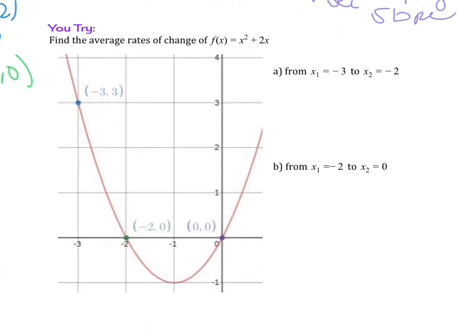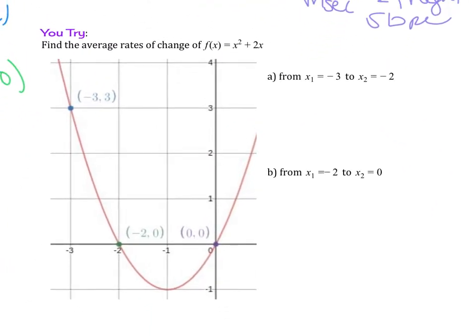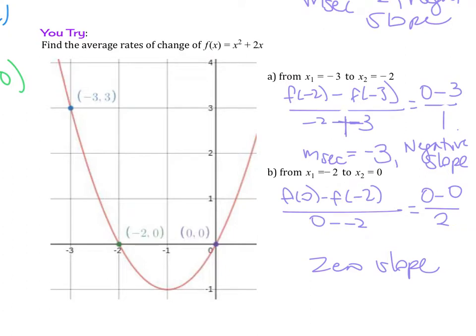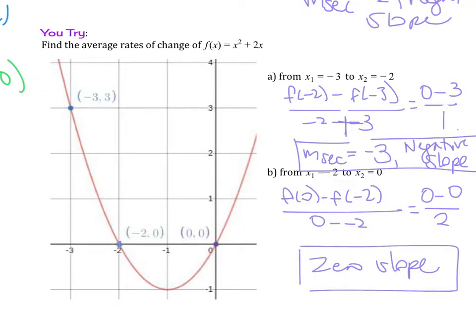So you can go ahead and try this example here. Find the average rates of change of f of x equals x squared plus 2x. If you tried it out for the first example, that would be a negative 3, and it's a negative slope. If you tried out the second one, that is 0 slope, right? If you look from these two lines here, that is 0 slope here.